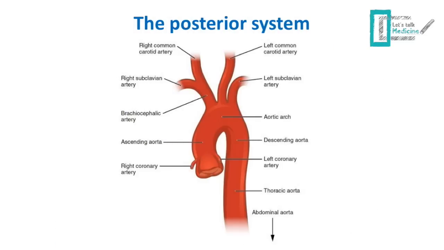Now, before talking about the posterior system, let's talk about some basic anatomy. Let's start with the heart. The heart gives you the ascending aorta, and the ascending aorta will then give you three branches. The first branch is called the brachiocephalic artery, which gives two other branches: the right subclavian artery and the right common carotid artery. However, on the left side, the aortic arch itself gives you the left common carotid artery and the left subclavian artery as the second and third branches of the aortic arch.